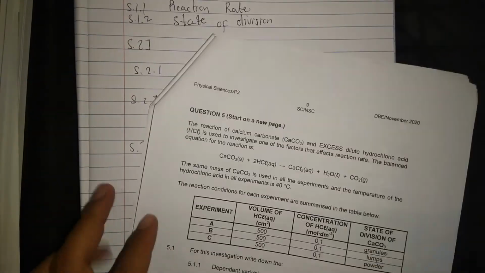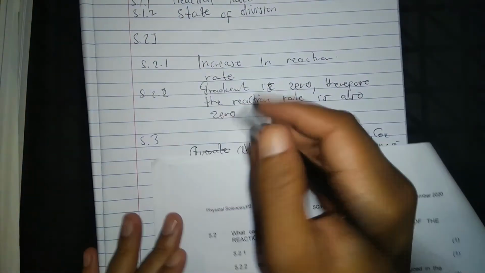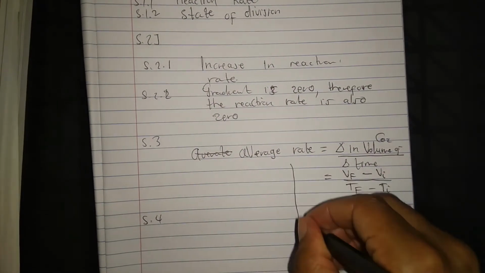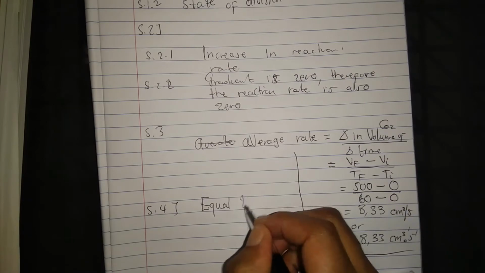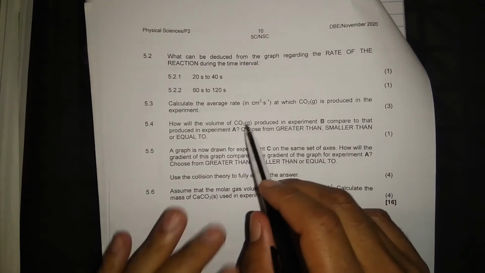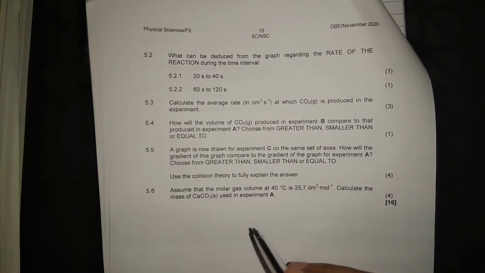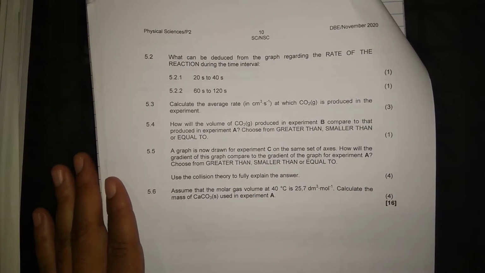So therefore the answer here is equal to. 5.4 is equal to, this is our answer. The volume of carbon dioxide produced will be equal to the one produced in experiment A, for the fact that it's the same mass of calcium carbonate.